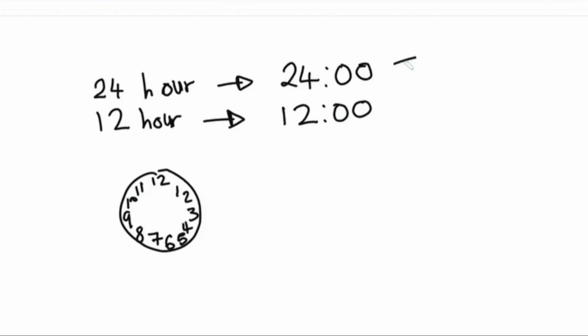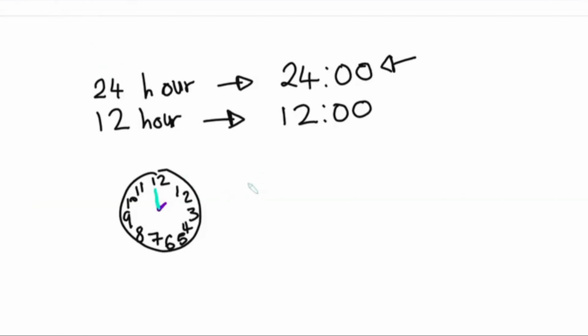But on a digital clock, it goes all the way up to 24. Is the hour hand the short hand or the long hand? The hour hand is a nice short hand, and the minute hand is the much longer thin hand.